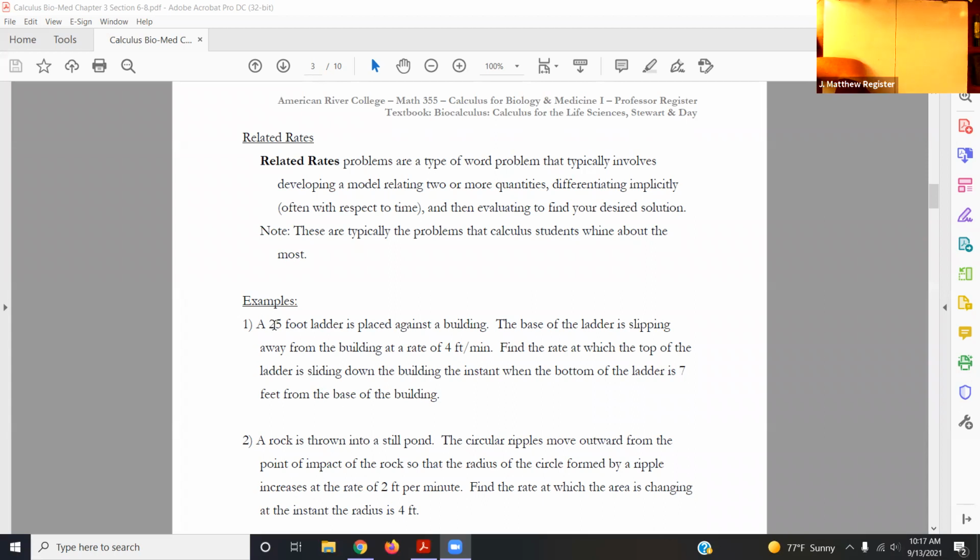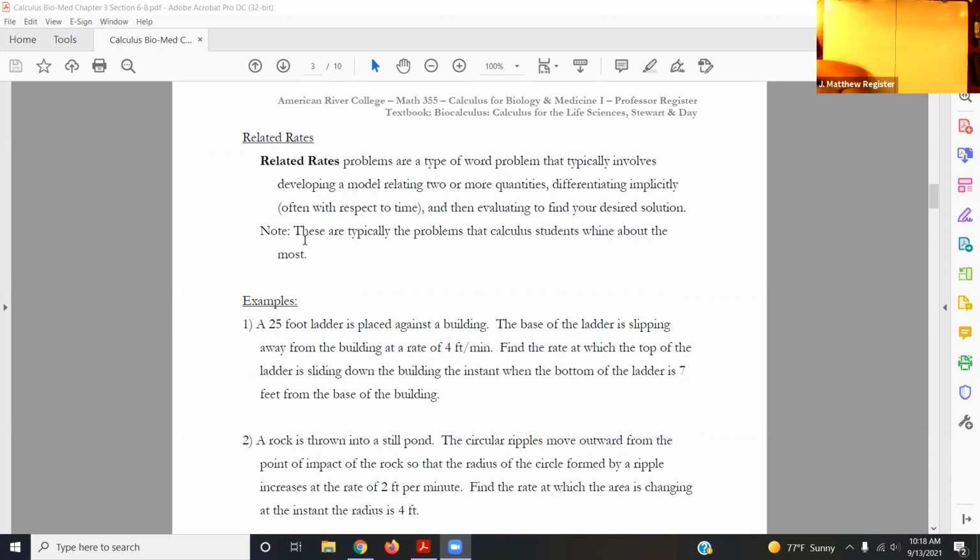This first example. Actually, before we do that, related rates are a type of word problem that typically involves developing a model relating two or more quantities, differentiating implicitly, often with respect to time, and then evaluating to find your desired solution. That respect to time is really the big thing. Almost always we're going to be dealing with rates of change with respect to time because that's how we are interested in rates of change. We're not interested in how one parameter is changing with respect to another parameter unless that parameter is time.